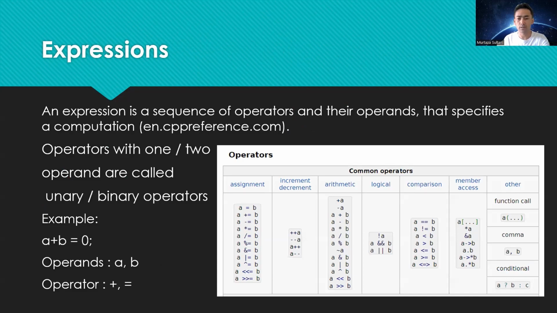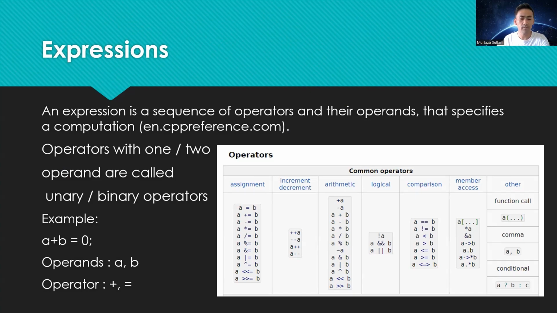Okay, let's go to the expressions. An expression is a sequence of operators and operands that specify a computation. So expressions are very fundamental and very important in C++, because we may have many arithmetic, assignment, logical, comparison, and member access expressions and operators. Okay, let's see the difference between the operators and the operands.